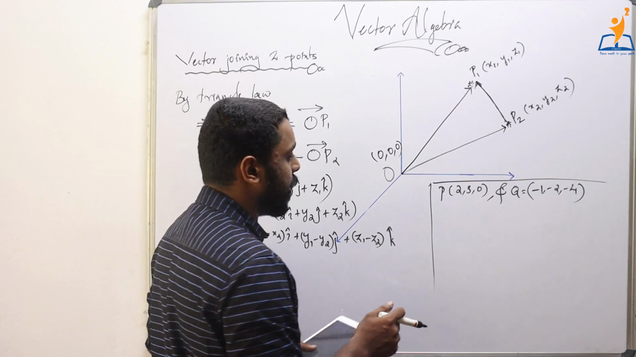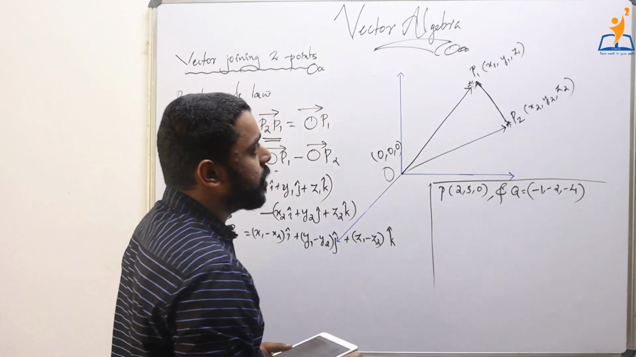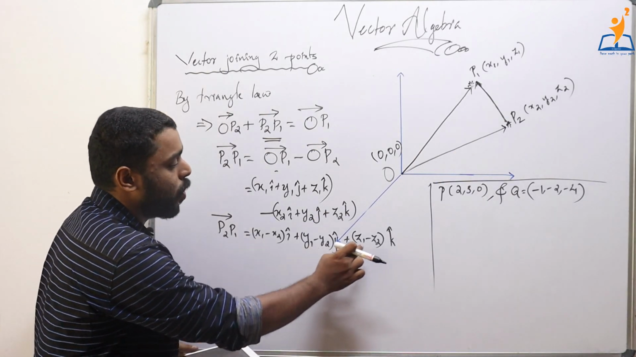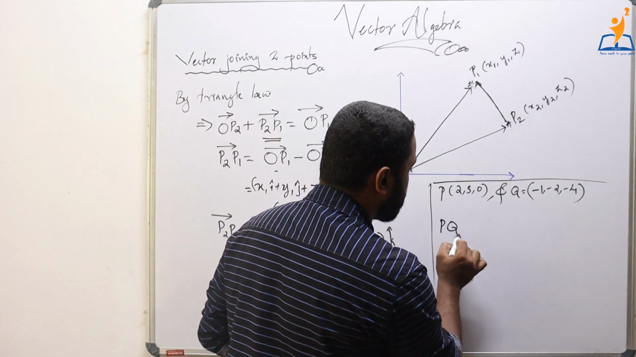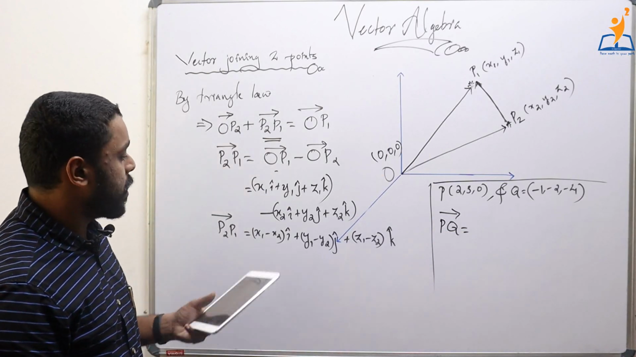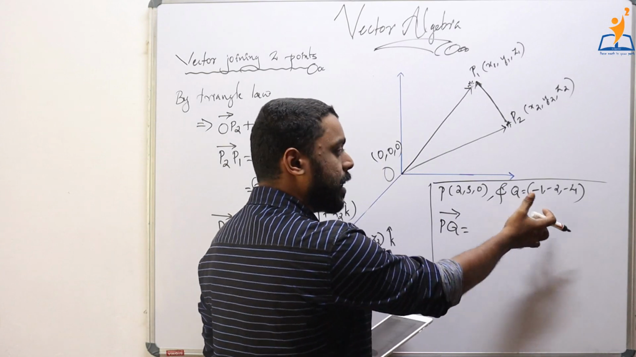How can we find a vector connecting these 2 points? Whenever we are given 2 points, the vector connecting those 2 points is nothing but the difference of those respective components. So here the vector connecting those 2 points is vector PQ. It is equal to 2 minus minus 1, or you can take it in either direction also.